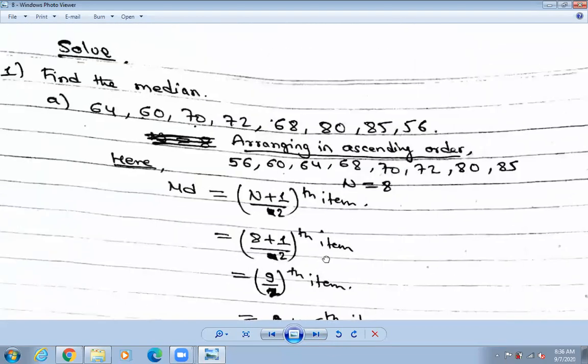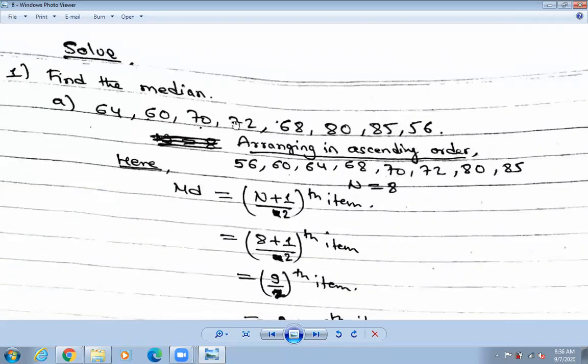Okay, so these are the numbers. So 64, 60, 70, 72, 68, 80, and 85, 60, 56 is there. Okay, so arranging in ascending order first. I have already written n equals to 8. So n equals to 8, first we must arrange in ascending order.